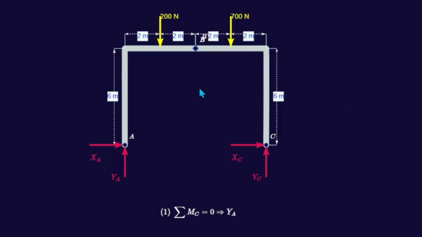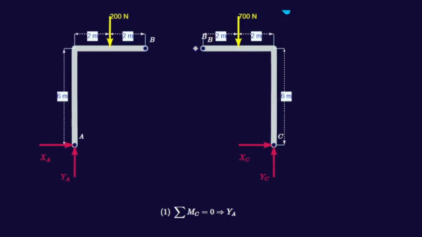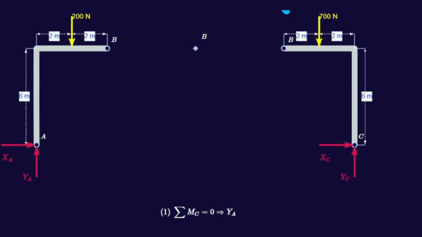2. Separate the structure into members. Separate the structure at the pins into individual members. Draw the free body diagram for each member. Note that internal reactions at pin B are equal and opposite for each member. The pin reactions are also equal and opposite.